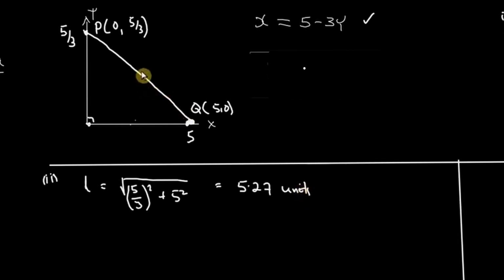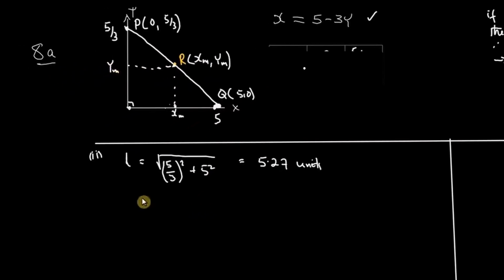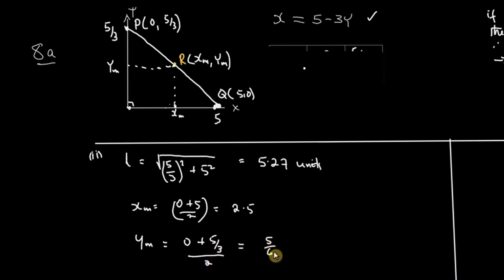So if we denote that R is the midpoint of this line, if the coordinates of R are, say, xm and ym, where xm refers to the midpoint coordinate x, which is here, and ym refers to the midpoint coordinate y, then we could write that xm is equal to 0 plus 5 over 2, which is equal to 2.5, and ym is equal to 0 plus 5 over 3, half of that, to be equal to 5 over 6.